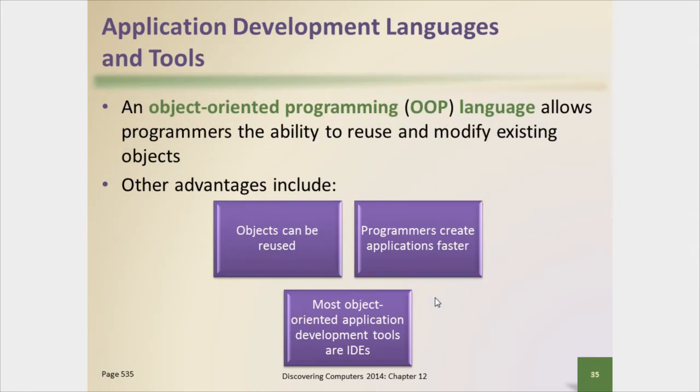An object-oriented programming language is also a third-generation language. It allows programmers the ability to reuse and modify existing objects. Lots of different advantages to object-oriented programming. Objects can be reused, programmers create applications faster, and most object-oriented application development tools are integrated development environments as well. So very graphically oriented, helps to speed up how fast you can create solutions, things like that. So very much more efficient approach to programming.